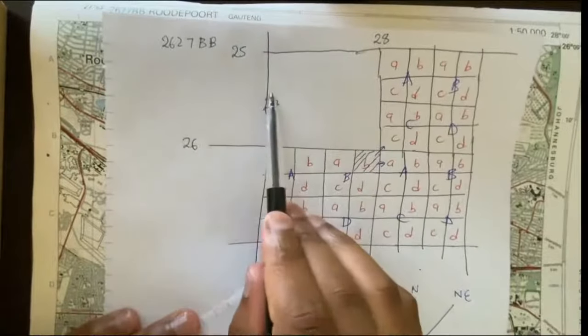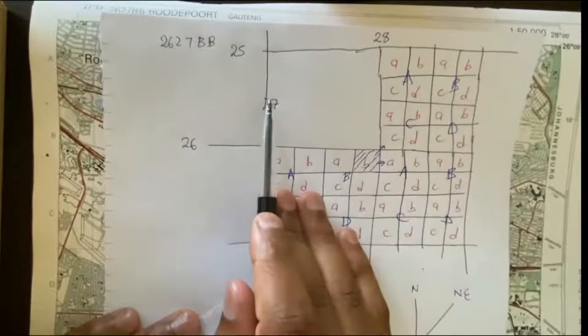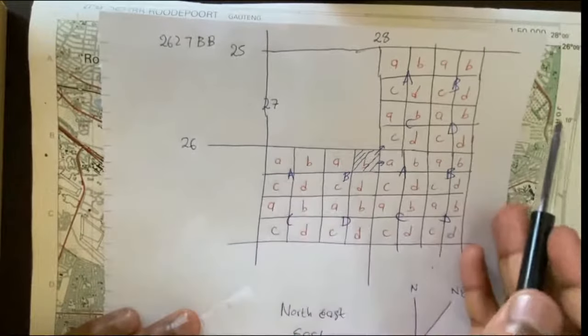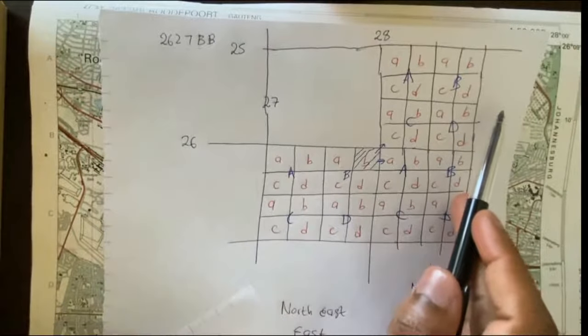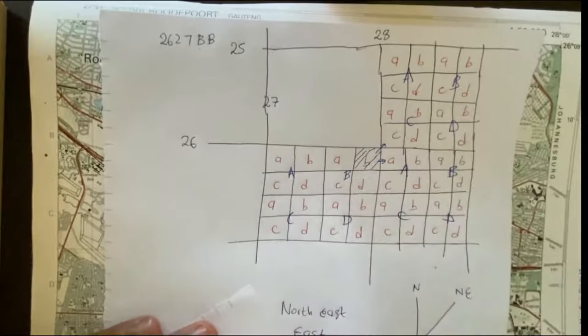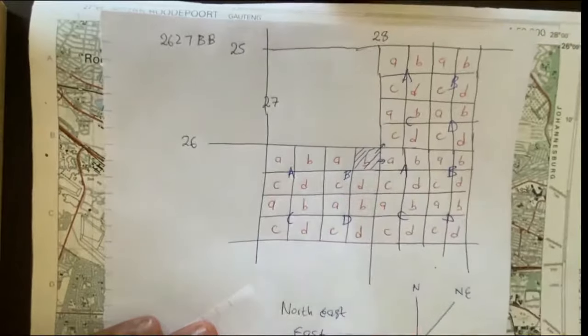And also, when you move towards the right, or when you move away from the Greenwich Meridian in the southern hemisphere, you are increasing your degrees. So this will be 27, and this will be 28 over here.